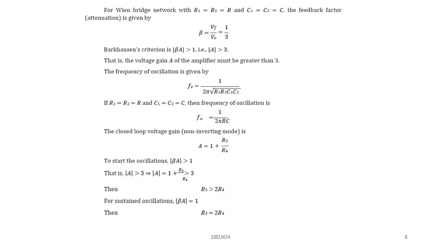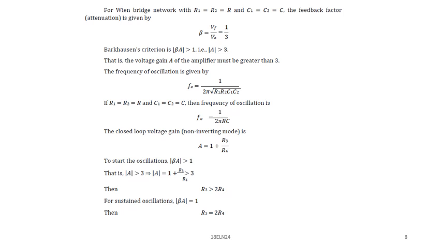Here the frequency of oscillation is given by 1 by 2 pi into RC. And to obtain a sustained oscillation, I have to consider the magnitude of A, that is the magnitude of the gain, should be greater than 3. By using that equation, I will obtain the resistances R3 and R4. So the relation between R3 and R4 will be given by R3 is equal to 2 times R4. So these are the two oscillators. One is the RC phase shift oscillator and another one is the Wien bridge oscillator.